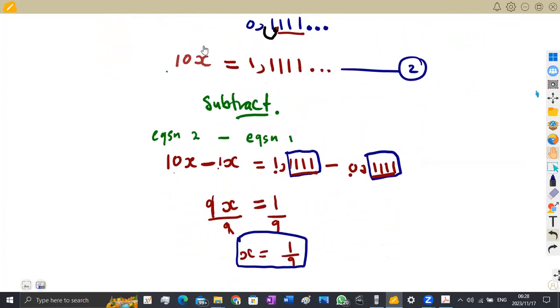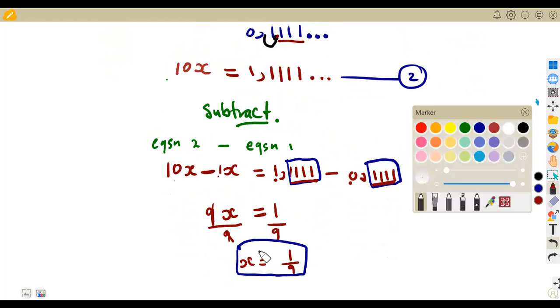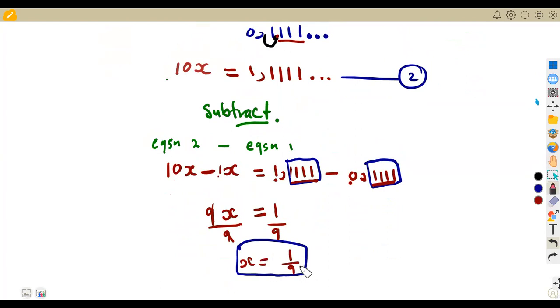And this 1 over 9 is a rational number. Why are we saying it's a rational number? It's a ratio of two numbers which are integers. A ratio of two integers. 1 is an integer, 9 is an integer. And we said the denominator is not equal to 0. So that is how we are supposed to answer these typical questions.